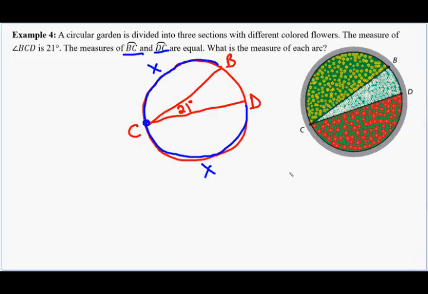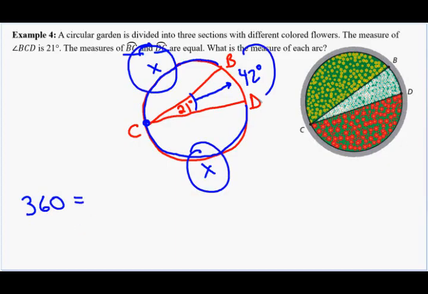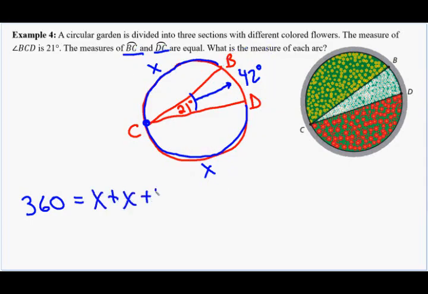So we need the measure of each arc. Well, we've got this 21 degree inscribed angle. If we take that out to the circle, that's going to be 42 degrees. So now we've got the entire circumference of the circle covered. So a full circle is 360 degrees. We could set that equal to x plus 42 plus x. All right, let's subtract. We'll combine these x's into a 2x, and then we'll subtract 42 from each side.